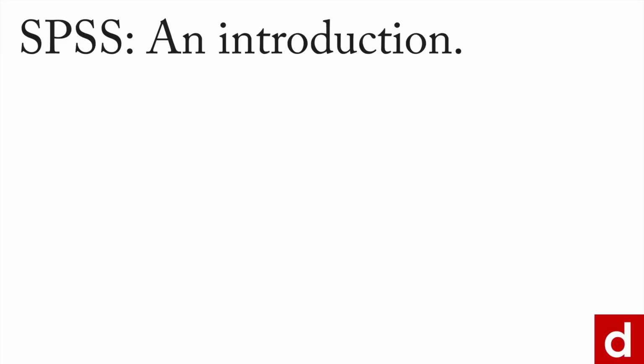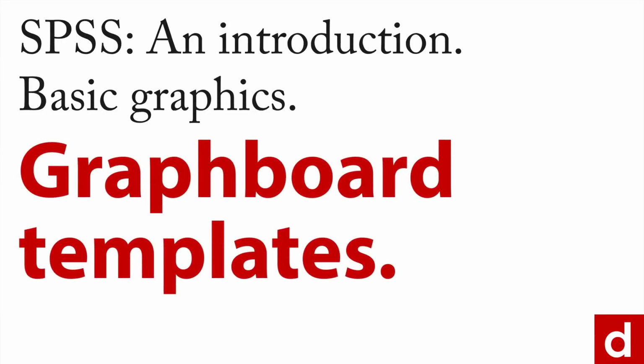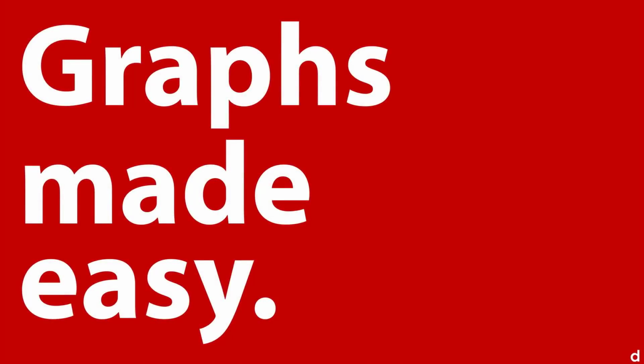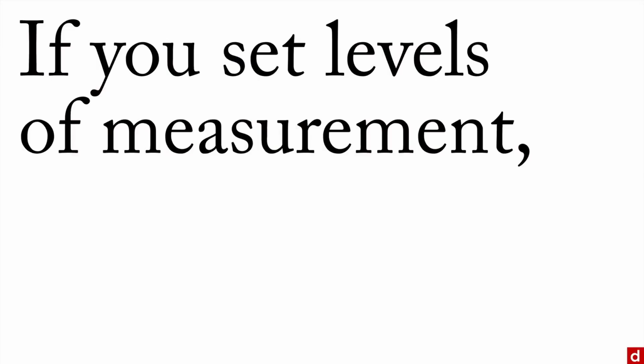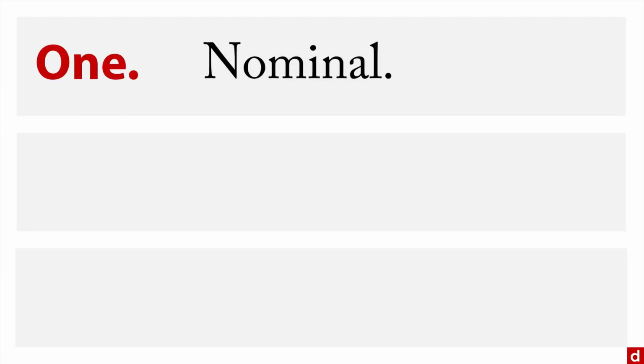Our next step in our SPSS introduction is to look at basic graphics because those are always a good first step in analysis. And the easiest way to do that in SPSS is with something called Graphboard templates. Really, you can just think of these as graphs made easy. The idea here is that if you set the levels of measurement in SPSS, then SPSS can suggest graphs that would be appropriate for those variables. Now, in terms of level of measurement, remember, SPSS uses three. Number one is nominal for different categories.